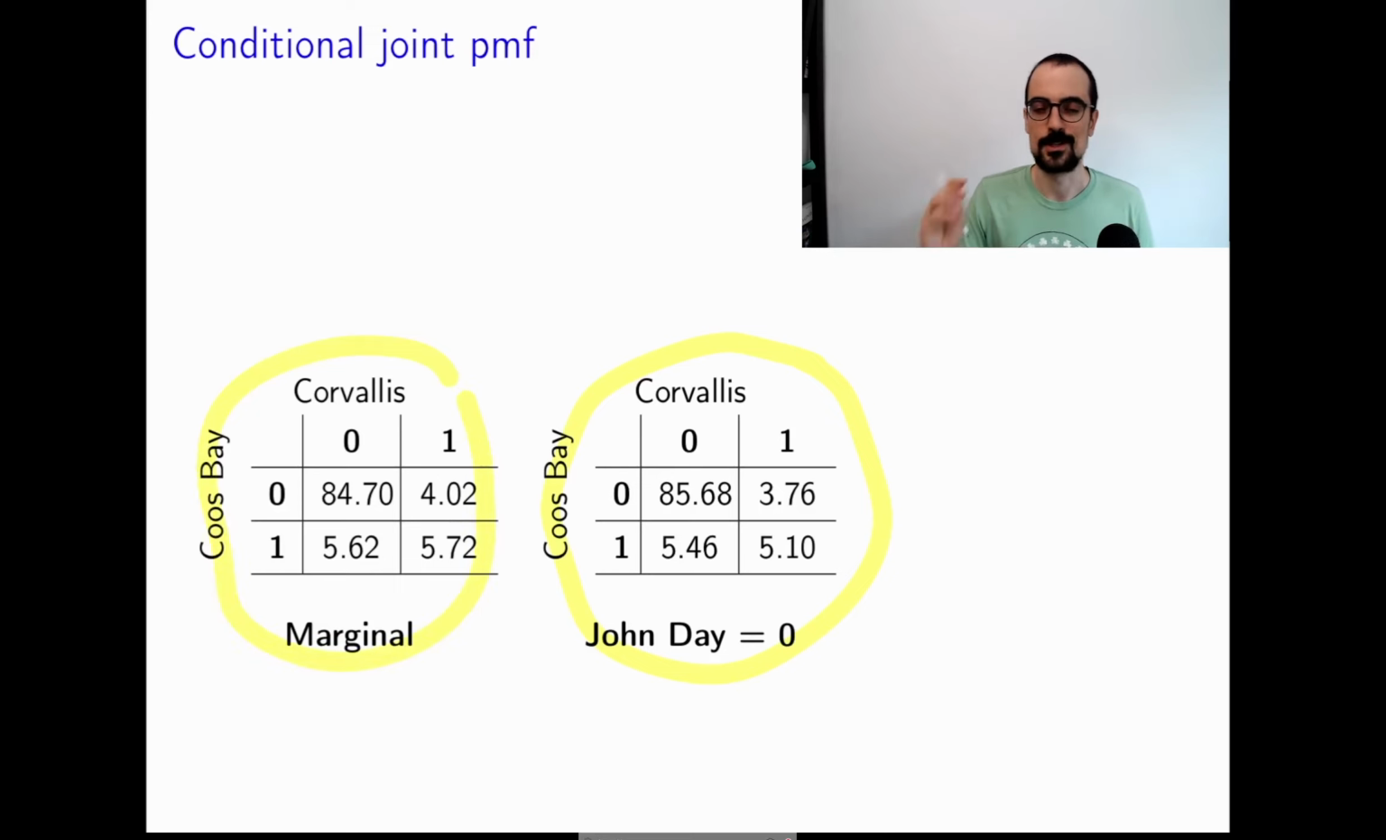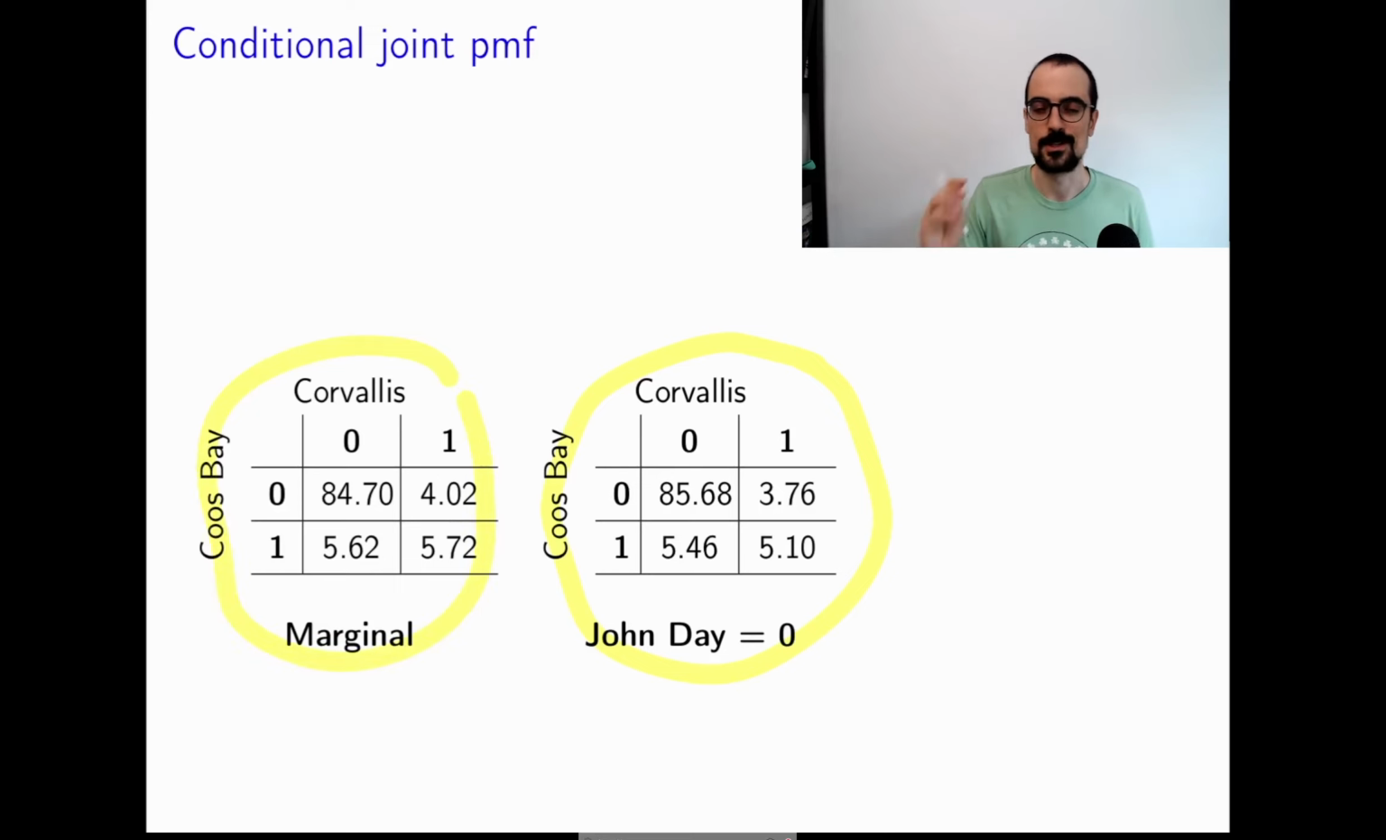Between the joint PMF, the marginal PMF and the conditional PMF when it doesn't rain in John Day. Let's see if this is also true when it does rain in John Day. So now we're going to take these values here and normalize them, and that's going to give us the conditional. And we see that here things actually change a lot.